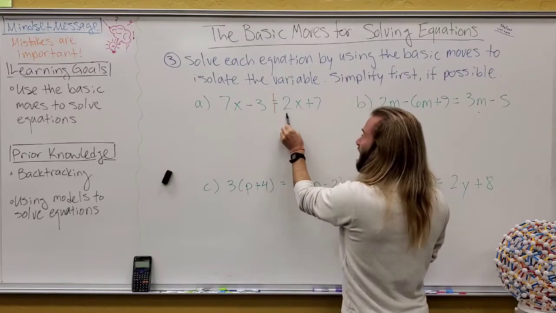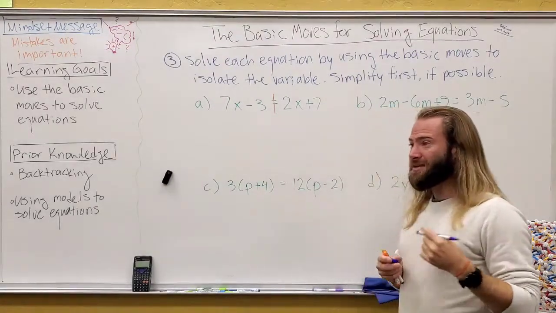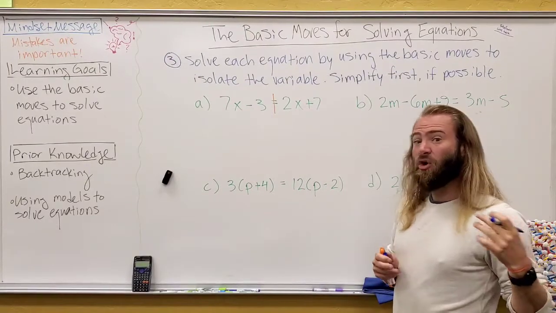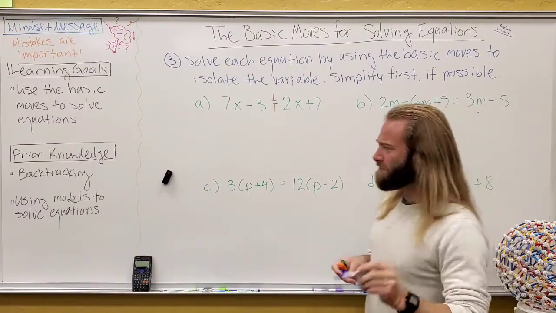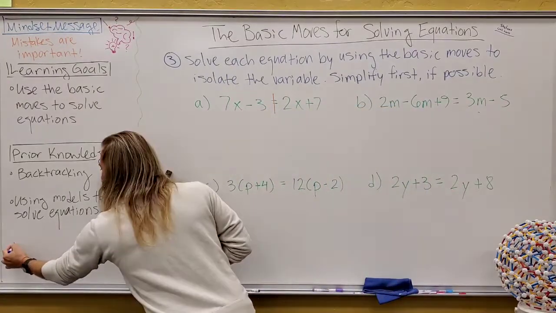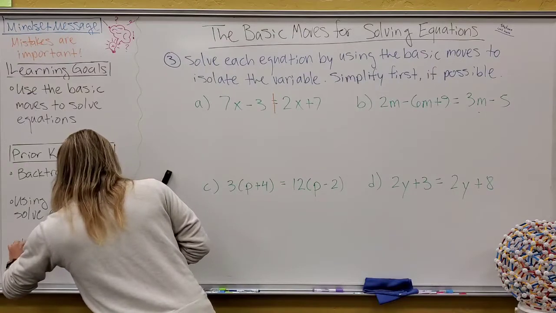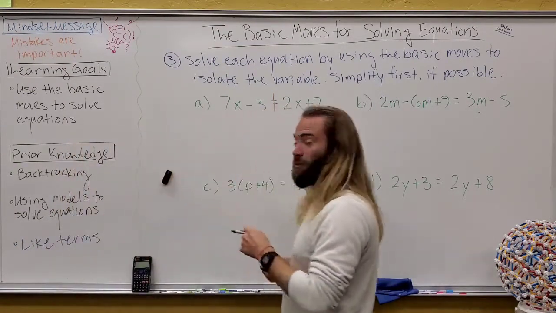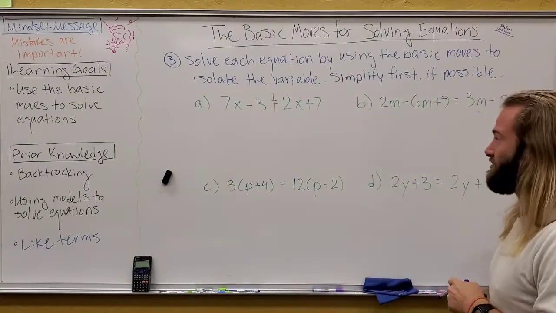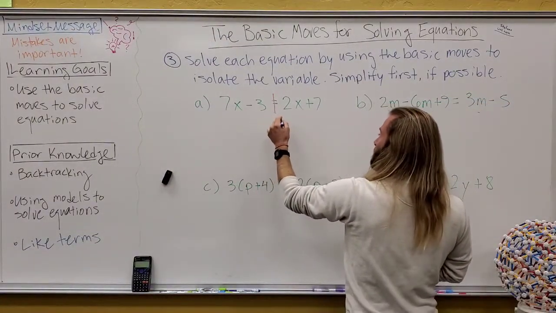If you notice that I've got some x's over here and some x's over there, it would be nice to have all the like terms together, right? And in fact, that's something I probably should have put in our prior knowledge, and you can add that into the top of your notes right now, is that the idea of like terms is actually a very important idea we've learned in the past for this. So we know that 2x and 7x are like terms.